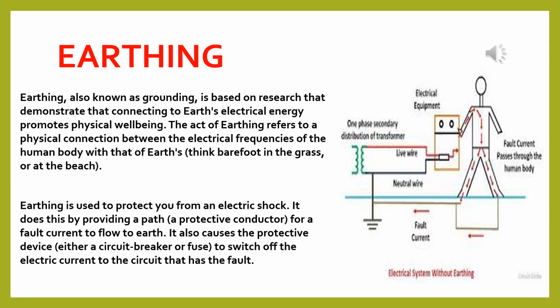See the diagram. Live wire, neutral wire, electrical equipments, everything is there, and earthing means like a human body. Through a human body, it is going back to the earth. Fault current passes through the human body because the human body is a very good conductor of current electricity. Always remember this. So house wiring circuits or electrical appliances are earth connected for safety purposes.